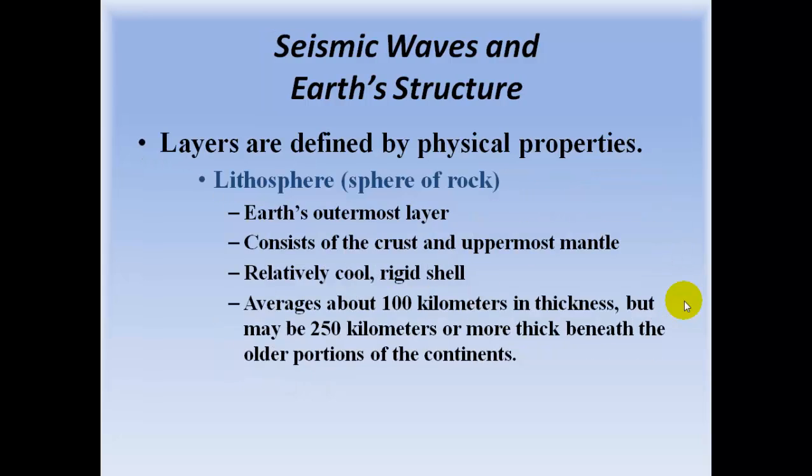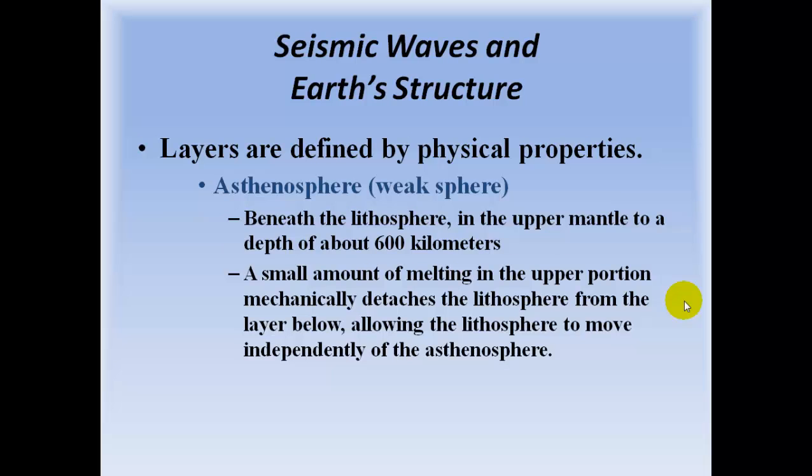The lithosphere, or sphere of rock, is the Earth's outermost layer. It has the crust and the upper part of the mantle. This is a relatively cool, rigid shell. It averages about 100 kilometers in thickness, and may be up to 250 kilometers thick beneath older portions of continents. The asthenosphere, or weak sphere, is beneath the lithosphere in the upper mantle to a depth of about 600 kilometers. A small amount of melting in the upper portion mechanically detaches the lithosphere from the layer below, allowing the lithosphere to move independently of the asthenosphere. So it allows the plates and plate tectonics to move around.